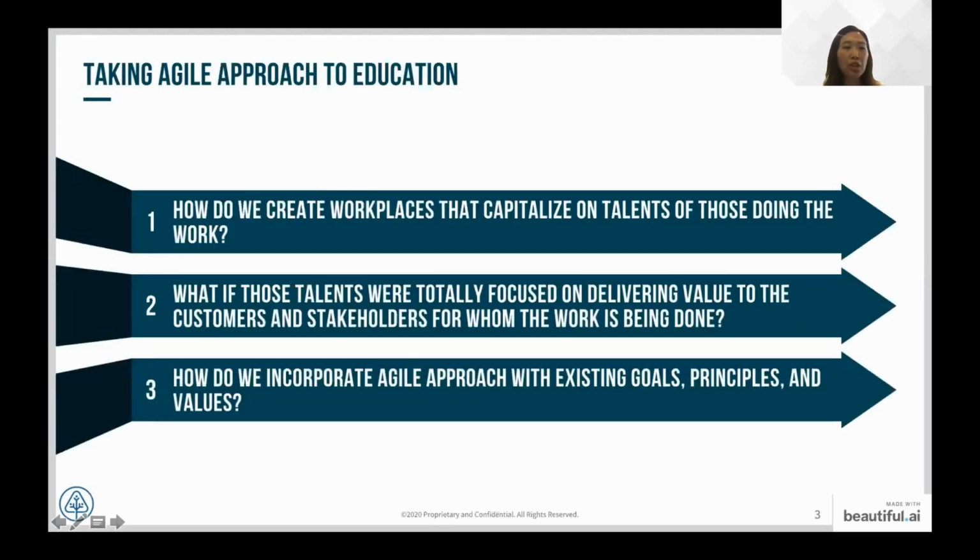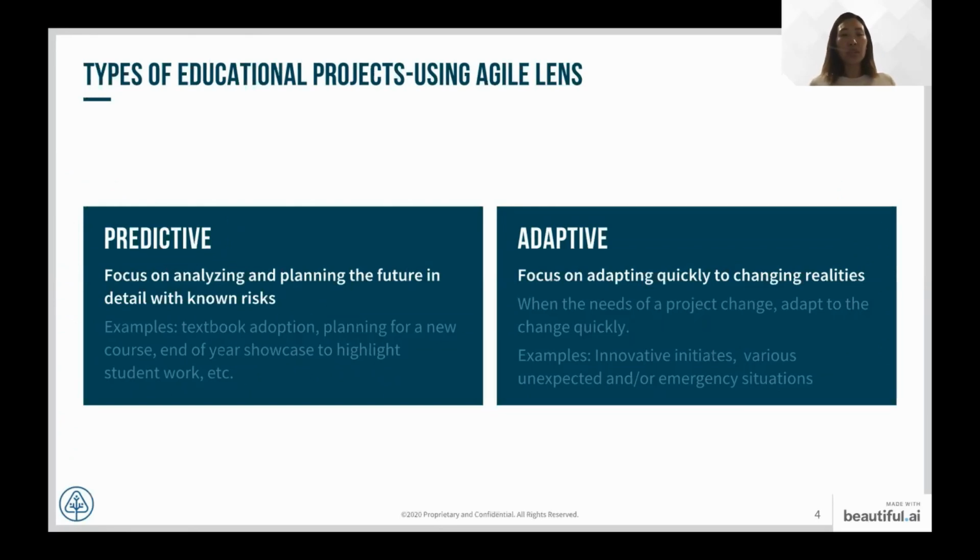Taking Agile approach to education raises three questions. How do we create workplaces that capitalize on talents of those doing the work? Number two, what if those talents were totally focused on delivering value to the customer and stakeholders for whom the work is being done? Number three, how do we incorporate Agile approach with existing goals, principles, and values so that we have already established culture that we still want to respect, but how do we incorporate the Agile approach to maximize the outcome?